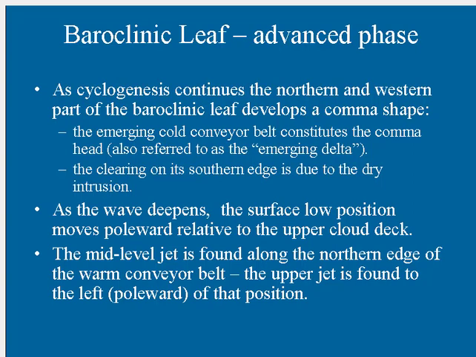As cyclogenesis continues and the cold conveyor belt begins to emerge from the west side of the developing system, we begin to see a lower cloud deck emerge. And we also begin to see at this point typically a dry slot intrusion as the subsiding air behind the shortwave begins to move in from the south and west of the developing low. As the wave deepens, the surface low position, which had been along the leading edge or the eastern edge of the wide frontal cloud band, or what we now call the warm conveyor belt, begins to move poleward relative to the upper cloud deck.